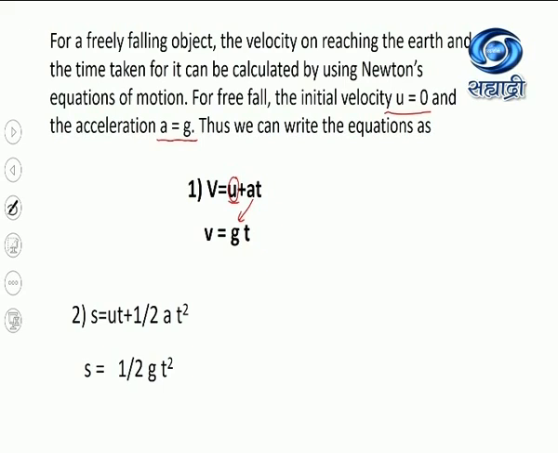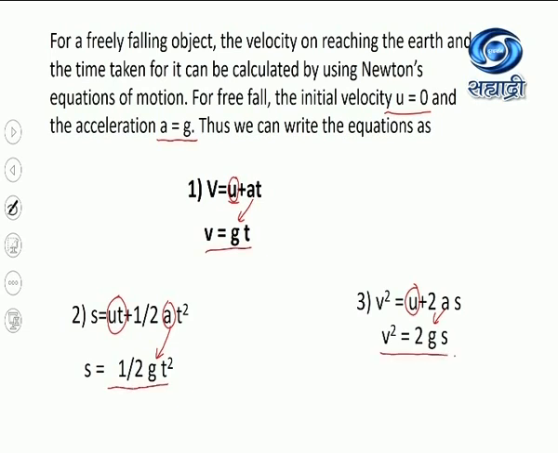Second equation, s is equal to ut plus half at square. So u is 0, so this term will become 0 and instead of a, we can write g. So displacement, that is s, is equal to half gt square. And third equation, if you remember, v square is equal to u square plus 2as. Again, putting u equal to 0 and replacing a by g, v square is equal to 2gs. So these three equations we can use for a freely falling object.